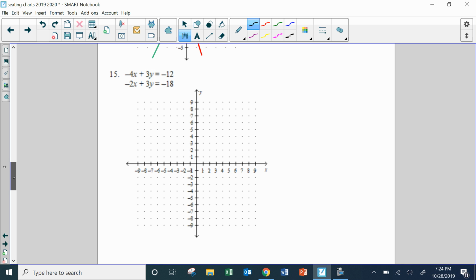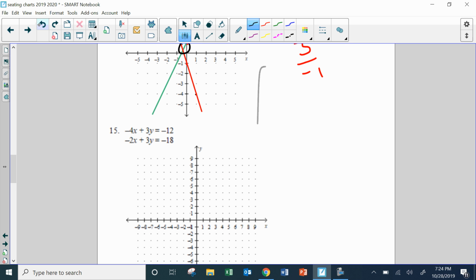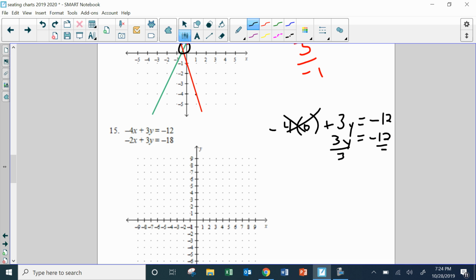I would make x 0, so I would take -4 times 0, and then plus 3y equals 12, or -12. Now I know this all goes away, so I just get 3y equals 12, or -12, which means I divide by 3 and I divide by 3, and I get y equals -4. Make sure you get the negative. So one of my points is 0, because I made x 0, and y is -4.